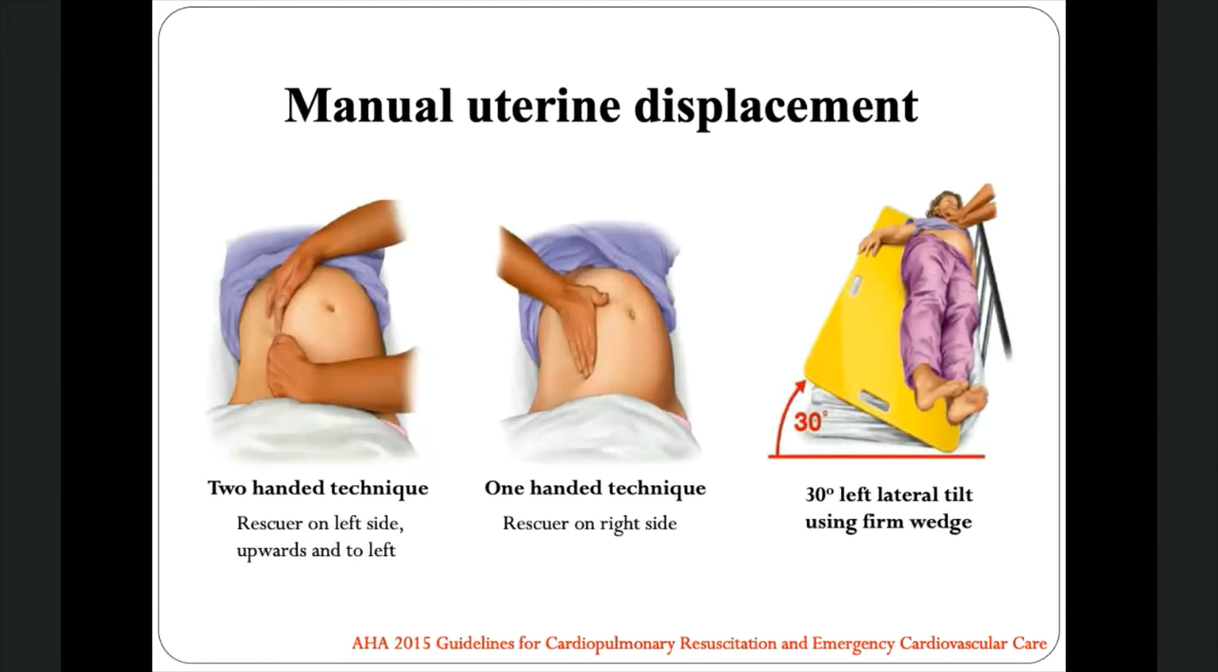Any of these two you can do. Either displacement of the uterus or left lateral tilt. And what will be its impact? It will prevent compression of the vena cava. This manual uterine displacement can be done by a two hand technique, by a one hand technique, or by a lateral wedge, which gives you a 30 degree lateral tilt.